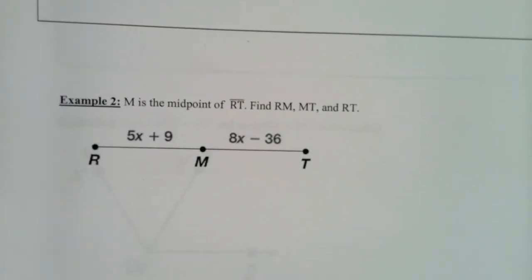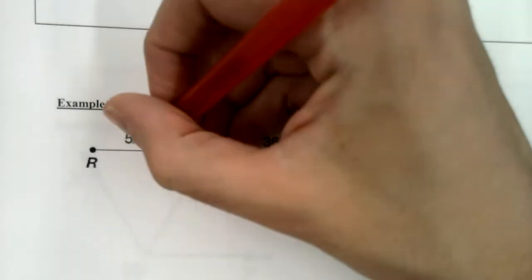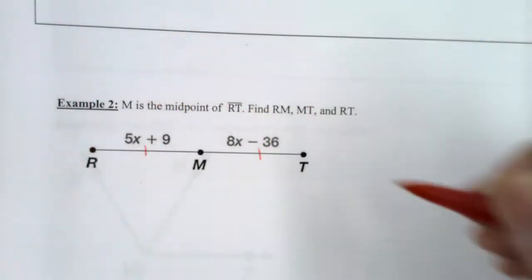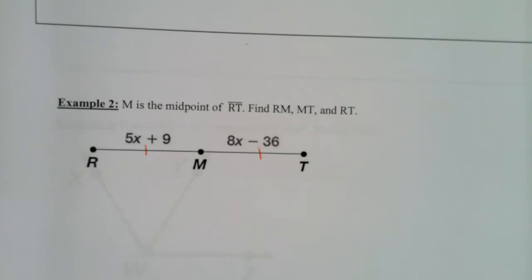Example 2, M is the midpoint of RT. That means that this half is congruent to this half because M is the midpoint. It's halfway in between the two endpoints, R and T. So the first half is congruent to the second half. You have to find RM, MT, and RT.